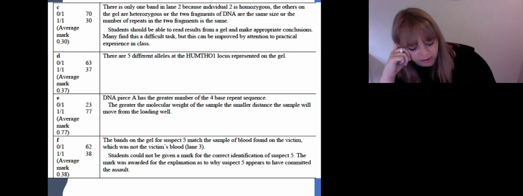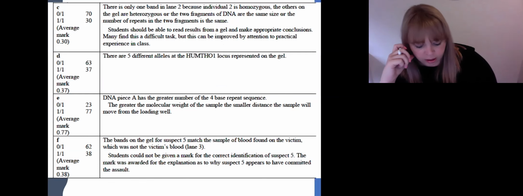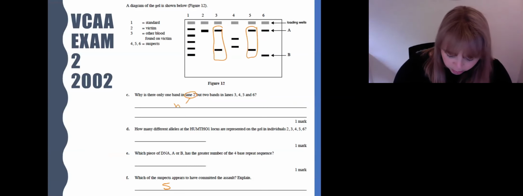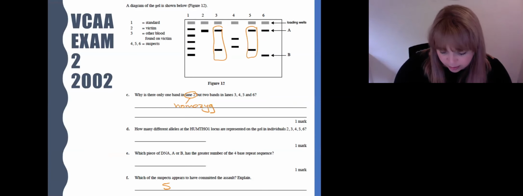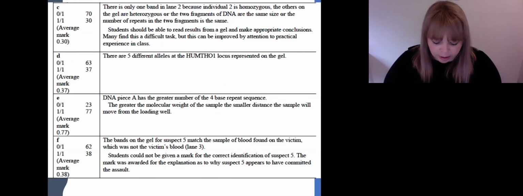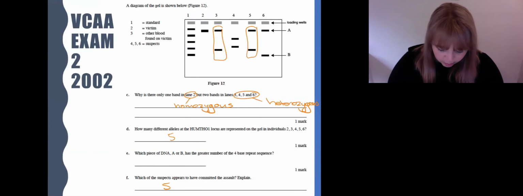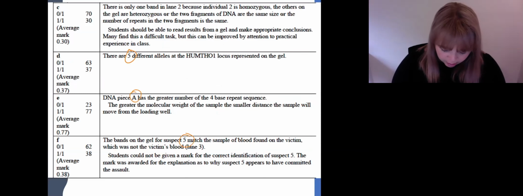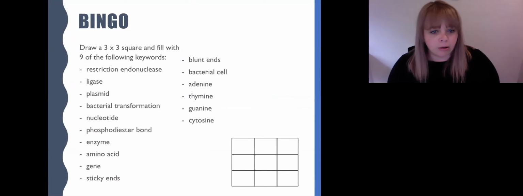So the gel, we said back here, why is there only 1 band in lane 2? We said that was because it was homozygous, 2 copies of the same length. These guys were heterozygous because they had 2 different lengthed fragments. We said 5 alleles. We did talk about that because there were 5 down there. Which one, A or B? We said A. So 5A, 5A, and suspect 5 down here as well. So they were all correct.